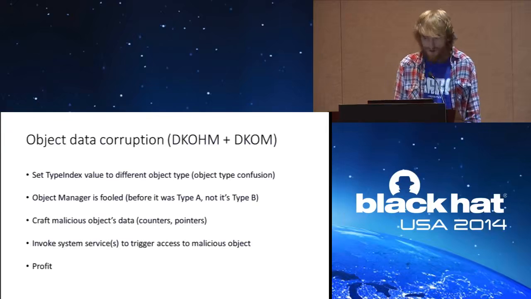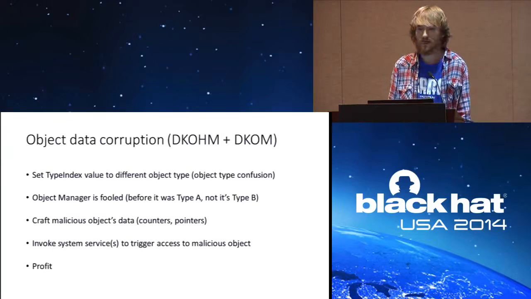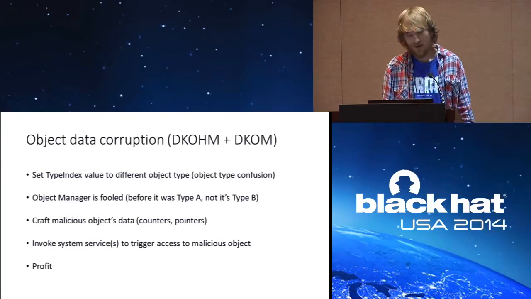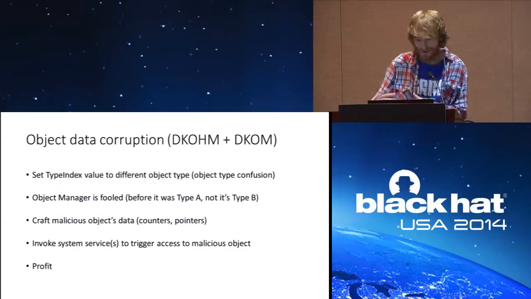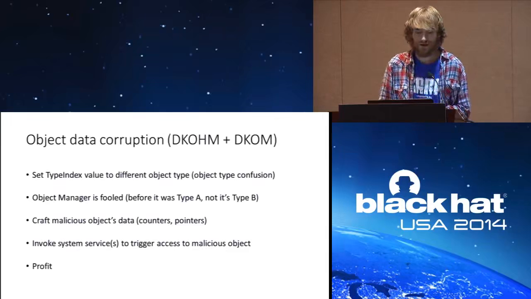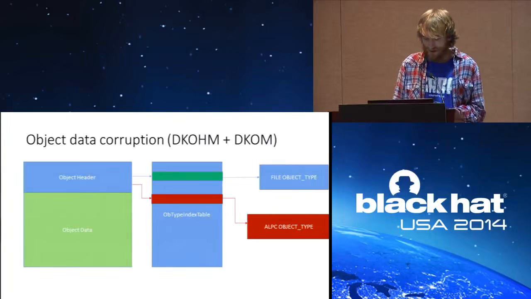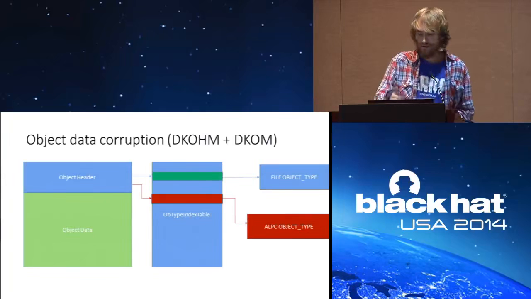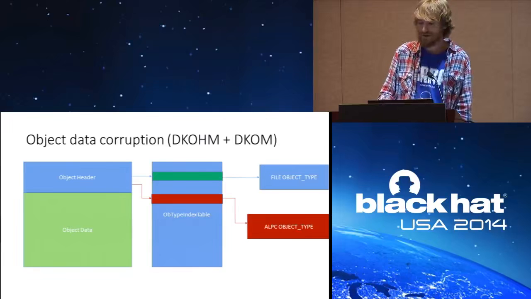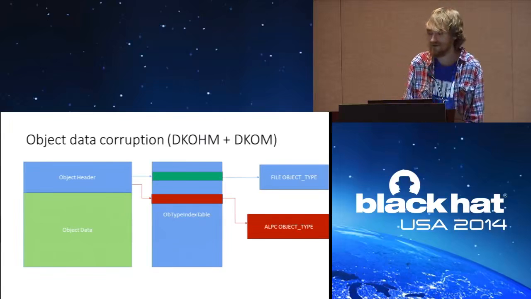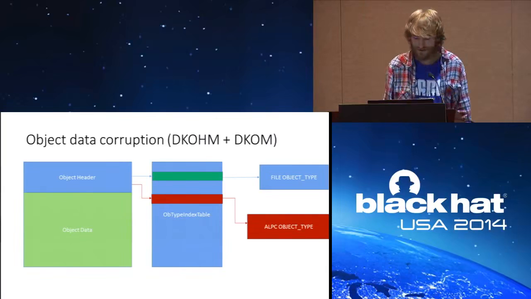So basically we leverage Pool Overflow to achieve type confusion, and after smashing the type index and the object's data, we access this malicious overwritten object, and that gives the attacker a lot of primitives. After the overflow, the object header's type index is used by the object manager, and it looks like a different object. So we can use different system services to access that object.